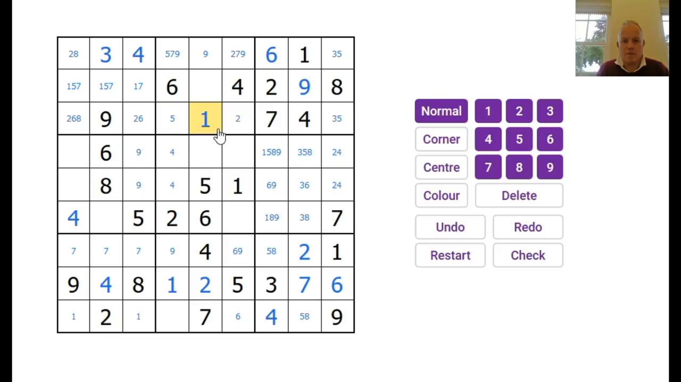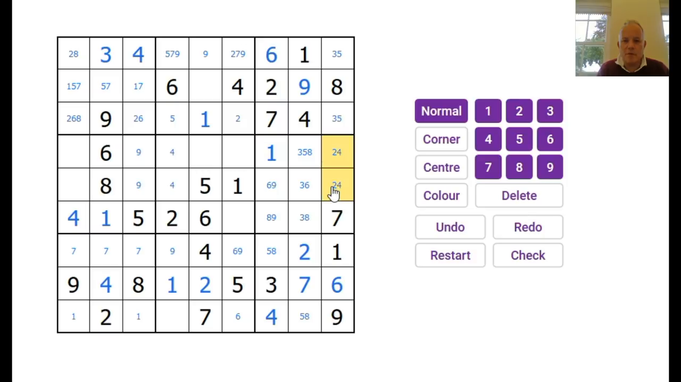This one is now a 1. It's the only possibility given what's in its column and row. That gets rid of the 1 possibility there, that places the 1 in this box. It's the only place a 1 can now go.